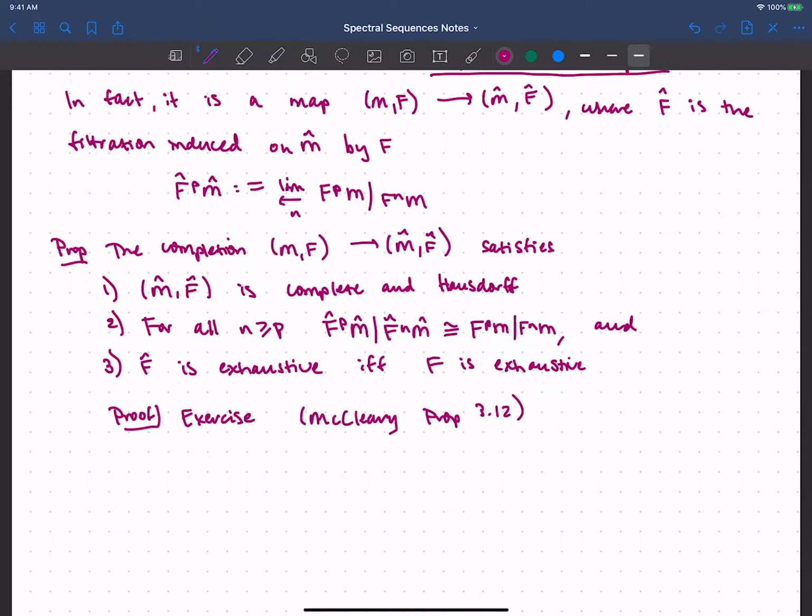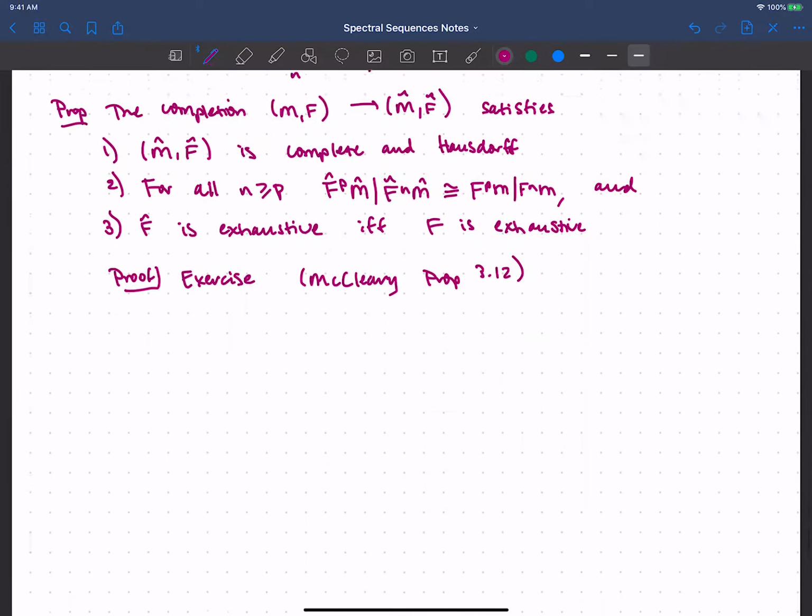But okay, so what's the point here is that going from M to its completion, well, it's not going to hurt you if you were exhaustive. You're still going to have an exhaustive filtration, so that's great. This induced filtration, you haven't messed that up. But now you'll have a complete and Hausdorff filtration. So that's great. That tells us that we're in the good case for strong convergence, right? And moreover, this piece 2 here is telling us you haven't messed up the filtration quotients. So for us, that's going to tell us we haven't messed up the E infinity page.